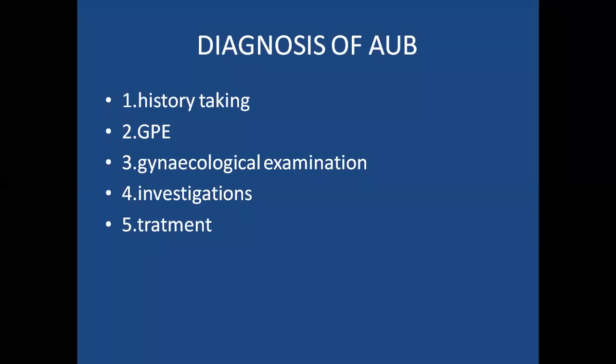Abnormal uterine bleeding. In the diagnosis of AUB, history taking is very, very important. We also have to do general and physical examination and gynecological examination. And if you are asked how you will manage AUB, you have to start from investigations. Then you have to discuss the treatment.